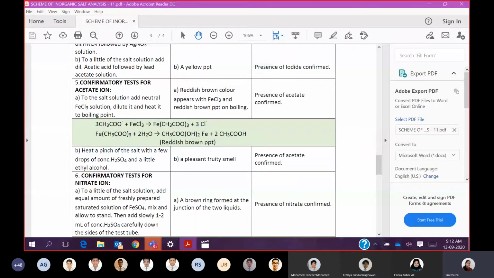On adding ferric chloride solution, you will get a brown color, and on heating the contents, you will get a brown precipitate. So the test is: salt solution dissolved in water. To that, you will add neutral ferric chloride. You will get a brown solution. On heating, the brown solution turns into brown precipitate. So that is the first confirmatory test for acetate.